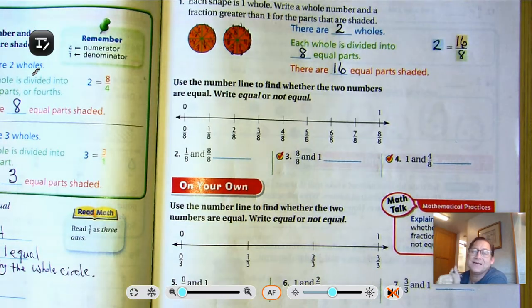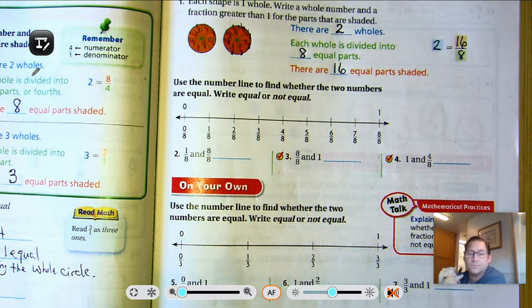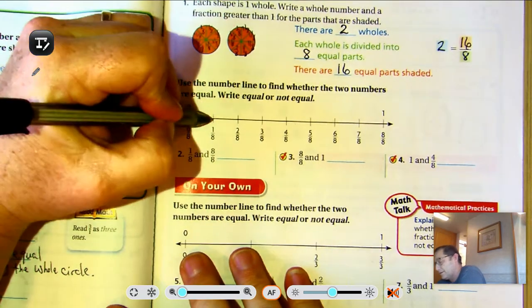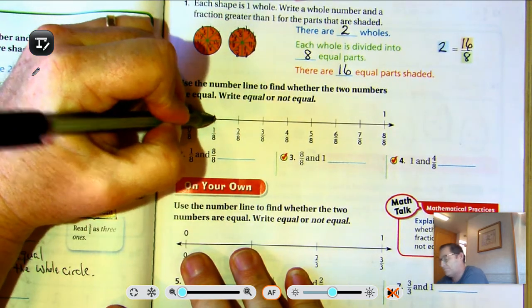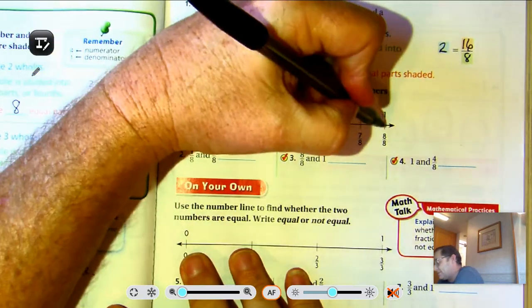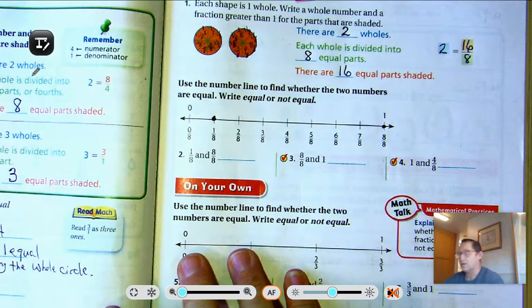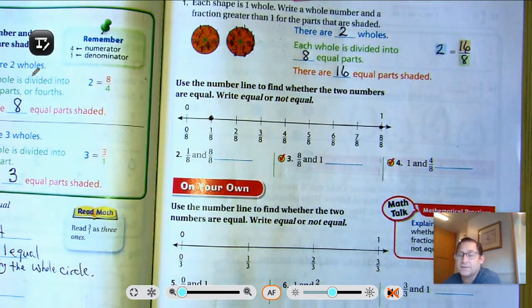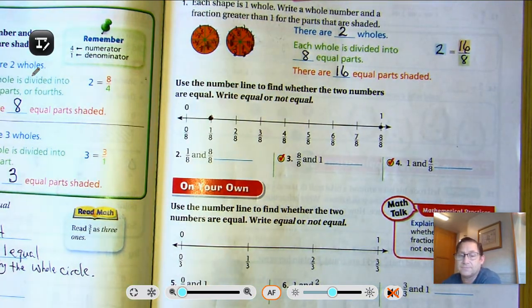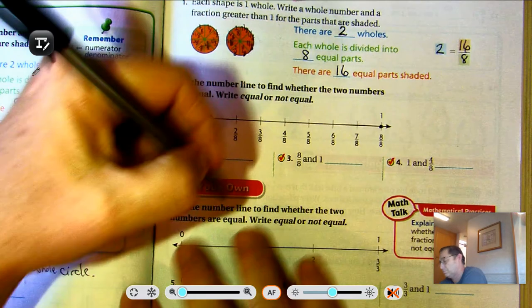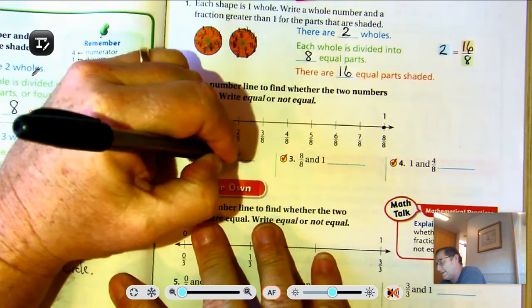All right, so to use the number line to find whether the two numbers are equal or not equal: 1/8 and 8/8. Okay, well, here's 1/8 and 8/8 is down here. Do they end at the same point? No. Those two are not equal.